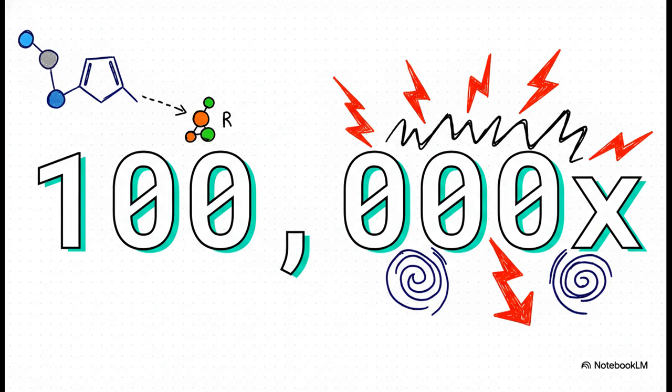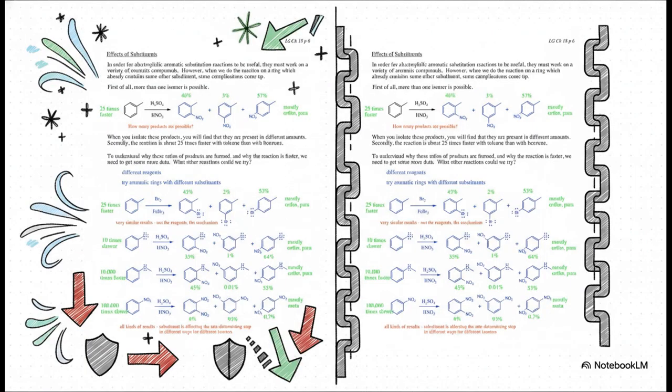Imagine adding one tiny little group to our molecule, and the reaction doesn't just slow down, it grinds to a near total halt. We're talking 100,000 times slower. That's not a small difference. That's a chemical shutdown. Just look at this. On the left, we've got a methoxy group.